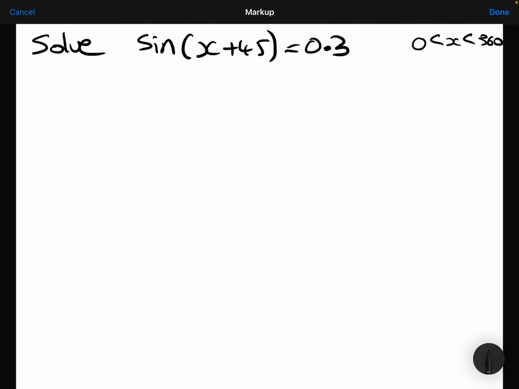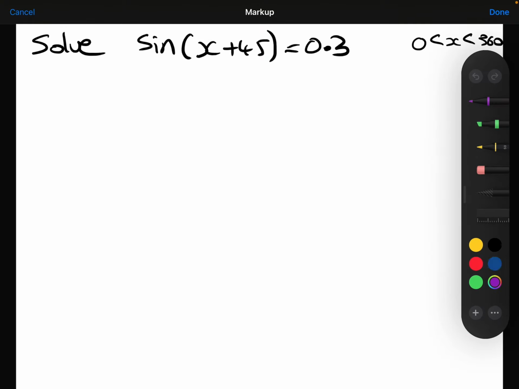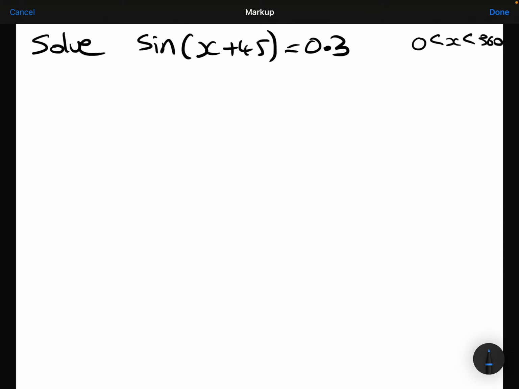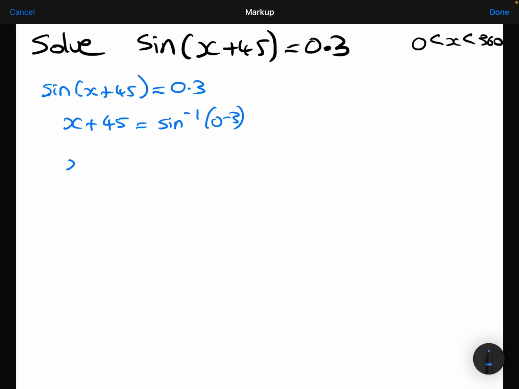So here I want to solve the equation sine of x plus 45 equals 0.3, and I want to give the answers that are between 0 and 360. So sine of x plus 45 equals 0.3. My first job is to take sine inverse of both sides. So sine inverse of 0.3. Let me type that into my calculator. And I get 17.46 to 2 decimal places.